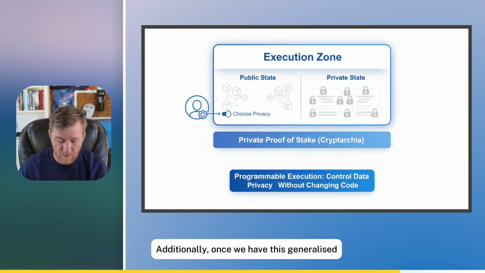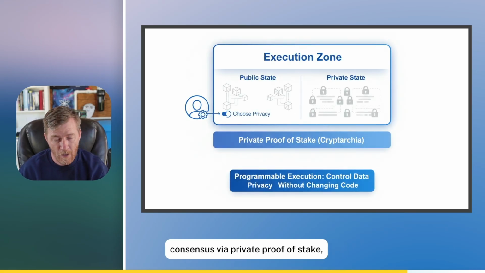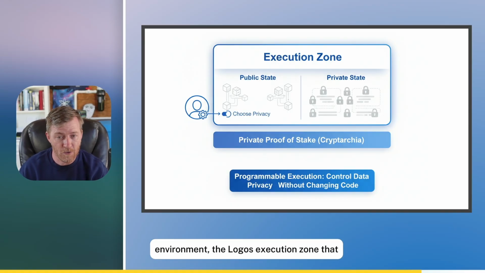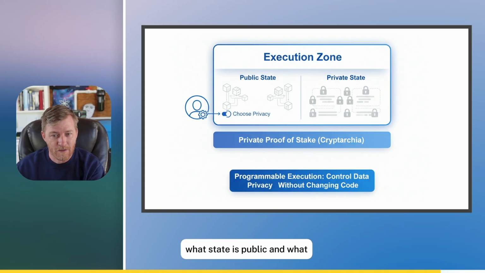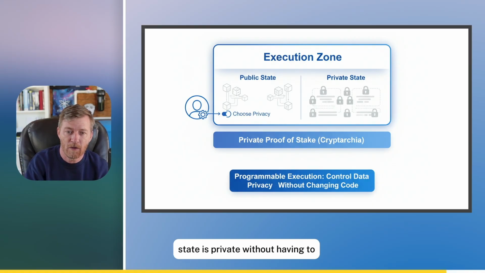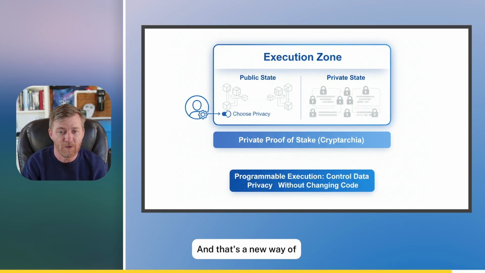Additionally, once we have this generalized consensus via private proof of stake, then we've also built an execution environment, the Logos execution zone, that sits on top of it, which is a programmable zone, which gives the user the ability to choose what state is public and what state is private without having to change the code. And that's a new way of doing things too.